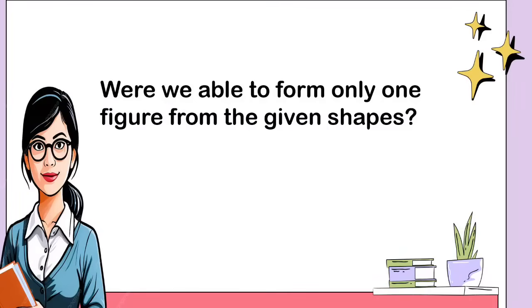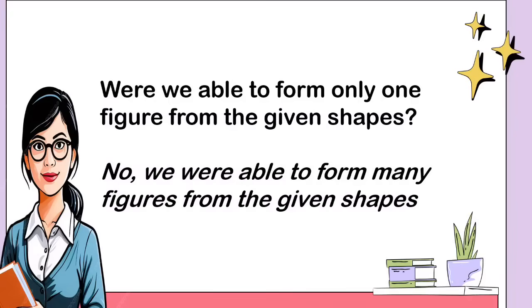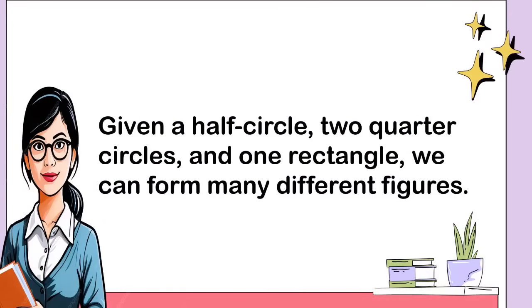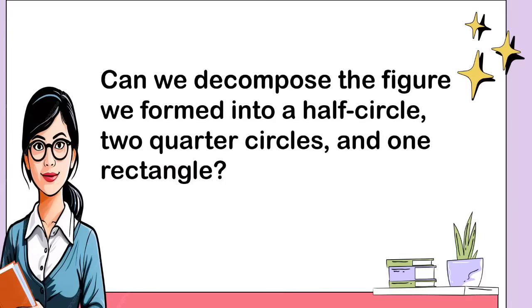Students, were we able to form only one figure from the given shapes? Given a half circle, 2 quarter circles, and 1 rectangle, we can form many different figures. Can we decompose the figure we form into a half circle, 2 quarter circles, and 1 rectangle?